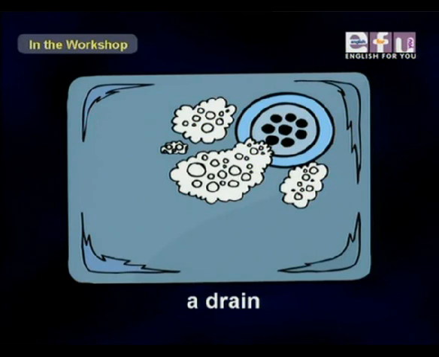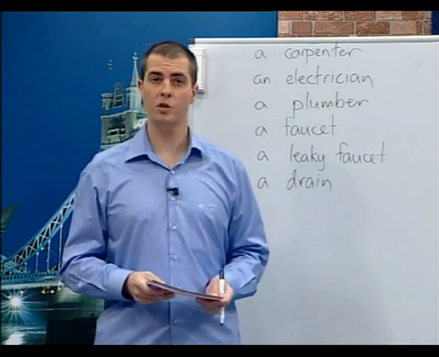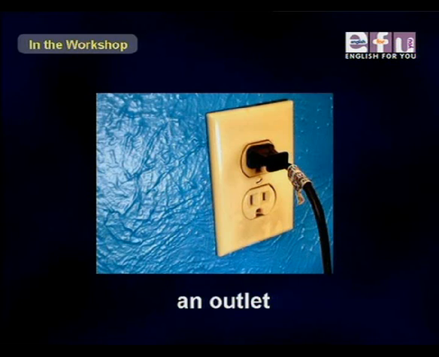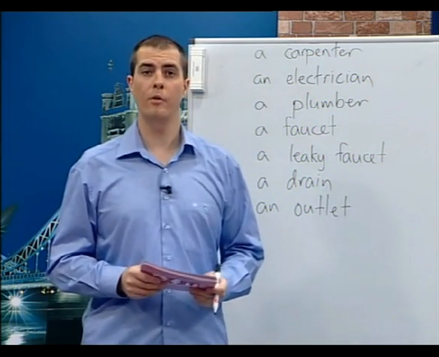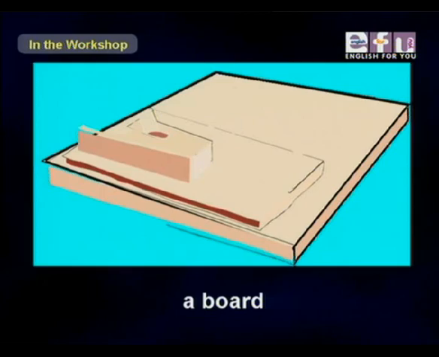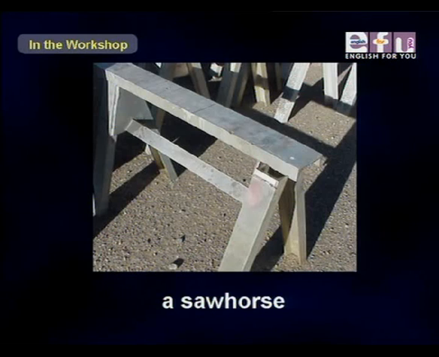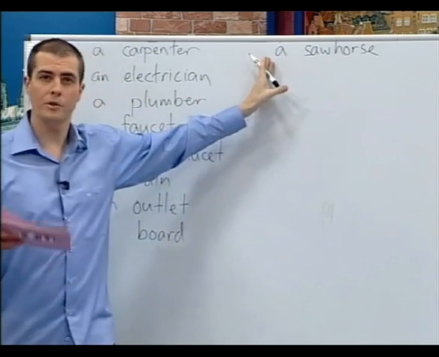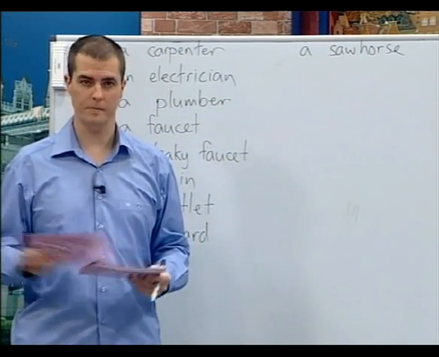A drain is a pipe that carries water or waste liquids away. An outlet is a power point for electricity in the house. A board is a flat, wide piece of wood. So over here, a sawhorse is a wooden frame used to support boards.